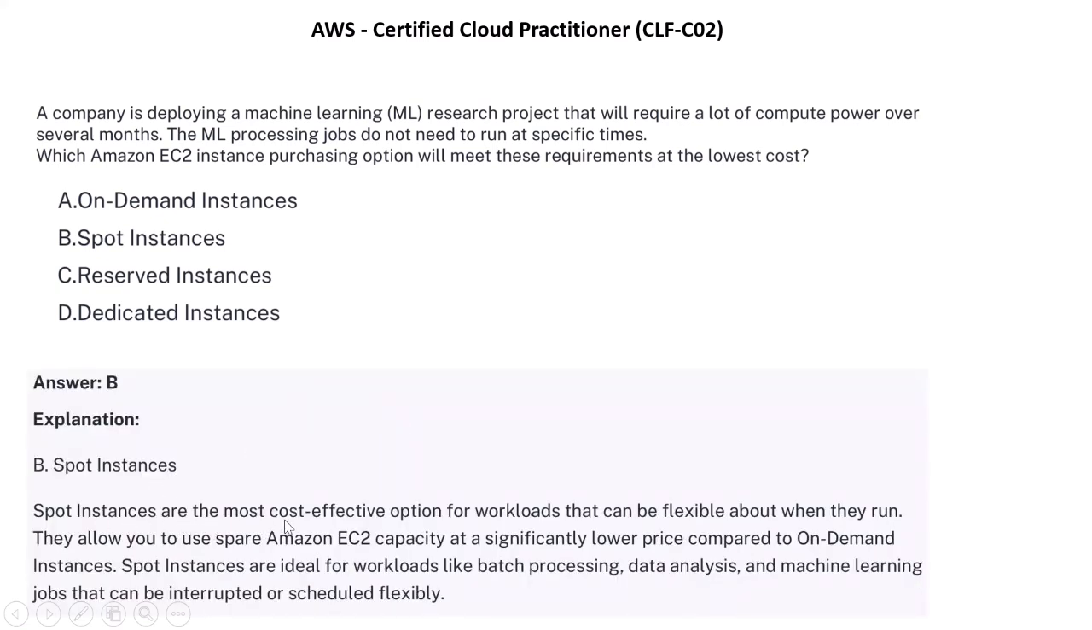Spot instances are the most cost-effective option for workloads that can be flexible about when they run. They allow you to use spare Amazon EC2 capacity at a significantly lower price compared to on-demand instances. Spot instances are ideal for workloads like batch processing, data analysis, and machine learning jobs that can be interrupted or scheduled flexibly.